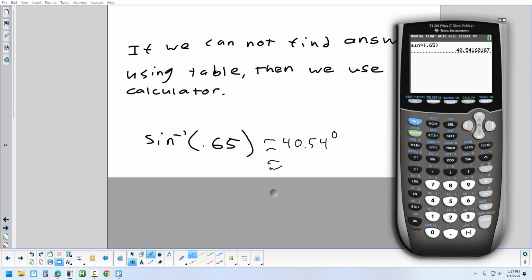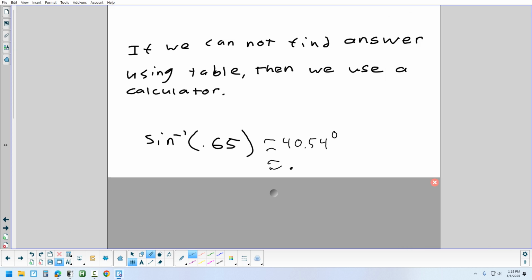Now, if I wanted the answer in radians, two options. Either convert that to radians, or change your mode to radians and just type it in again. How do we change that to radians on the calculator? Can you go to mode? Yep. And then you go down to radians. Yep. And then we can type in the same thing again. And we get 0.708. So either answer is correct.